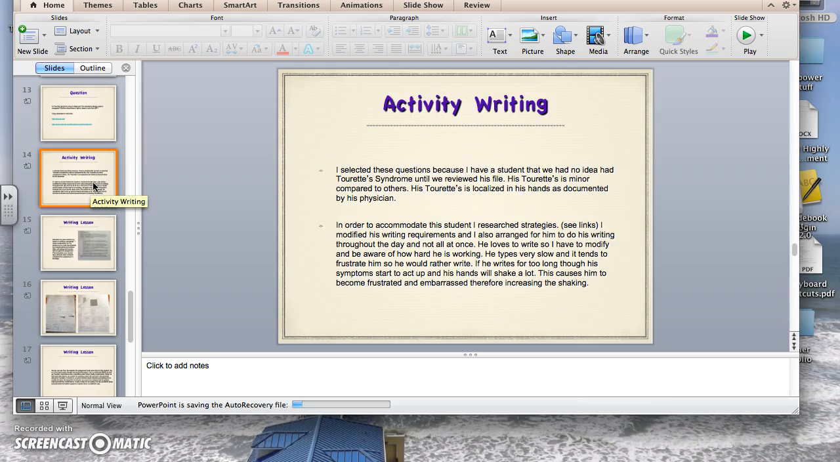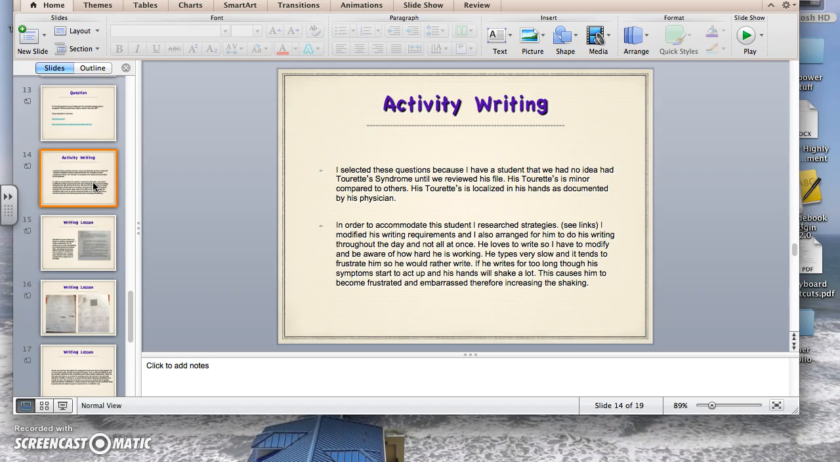The activity that I did with my student was write-in. I selected these questions previously because I have a student that we had no idea has Tourette's syndrome until I went in and reviewed his file further than the IEP. His Tourette's was minor compared to others. His Tourette's is localized in his hands as documented by the physician. In order to accommodate the student, I researched the strategies in the links, modified his writing requirements, and I also arranged for him to do his writing throughout the day and not all at one time.